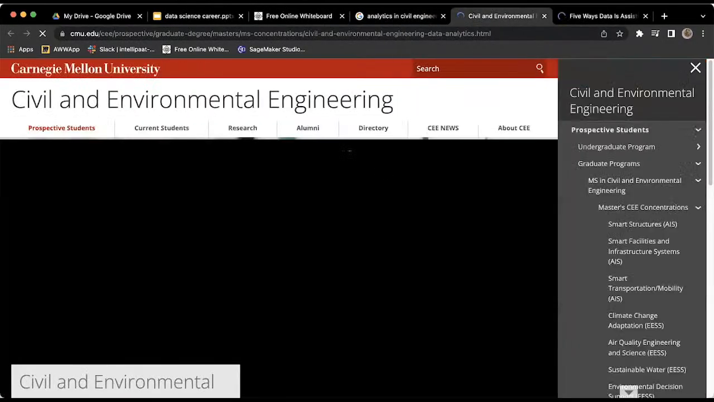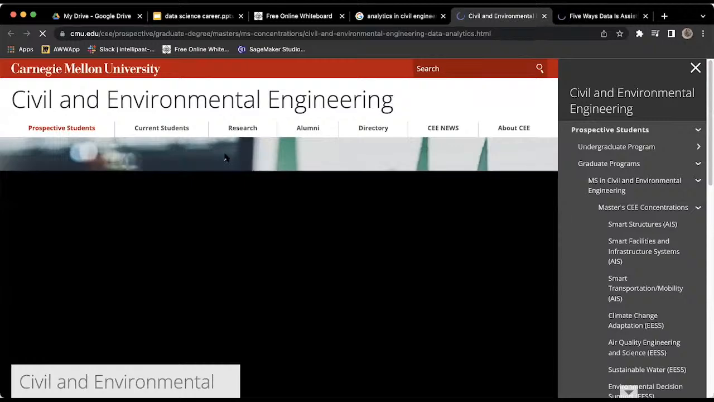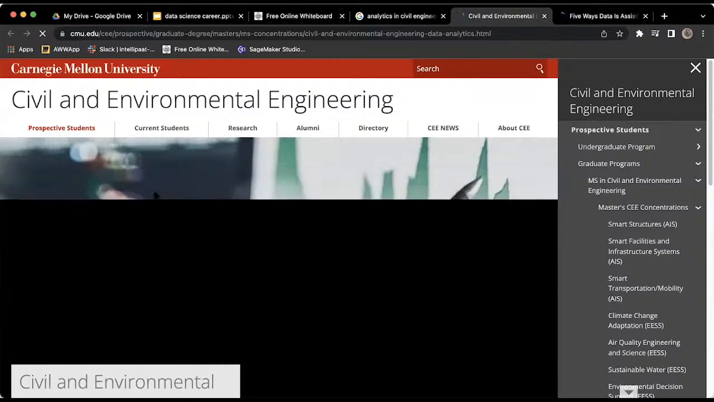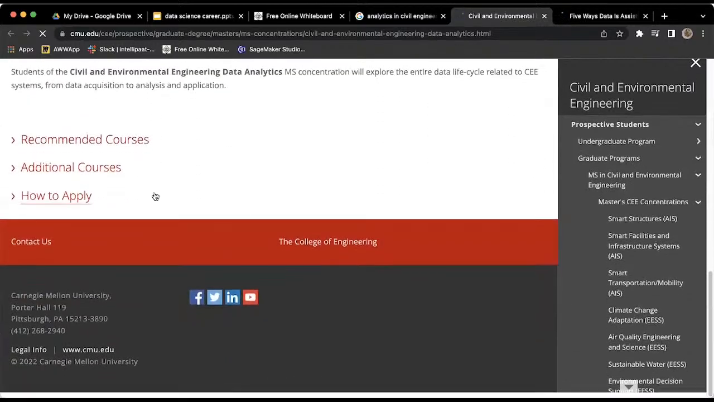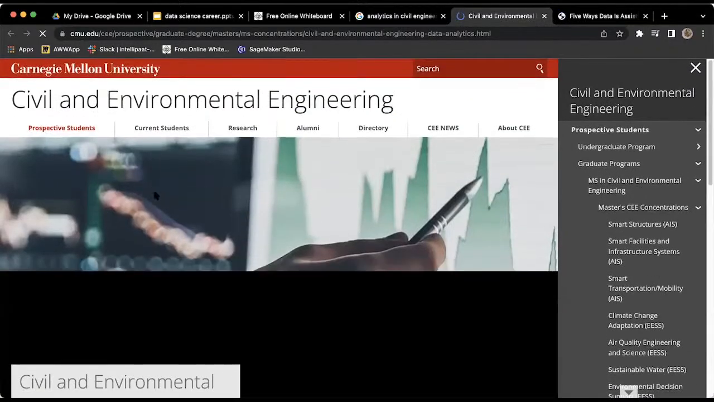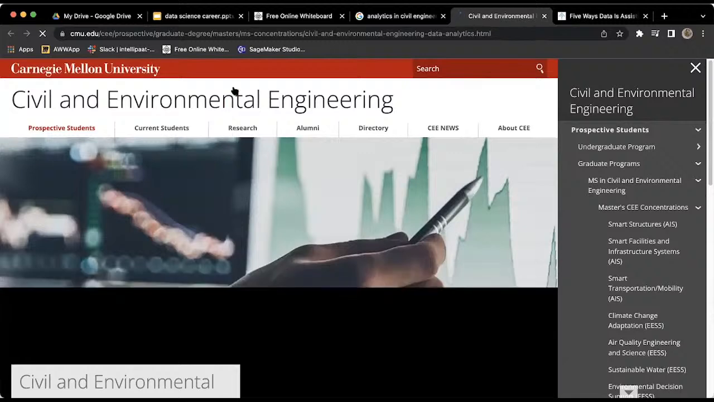It opened up, right? So okay, this is a document from CMU where it says how you can use civil engineering and environmental engineering all together, right? See, this thing already exists. What is the difference between data science and business specialist?